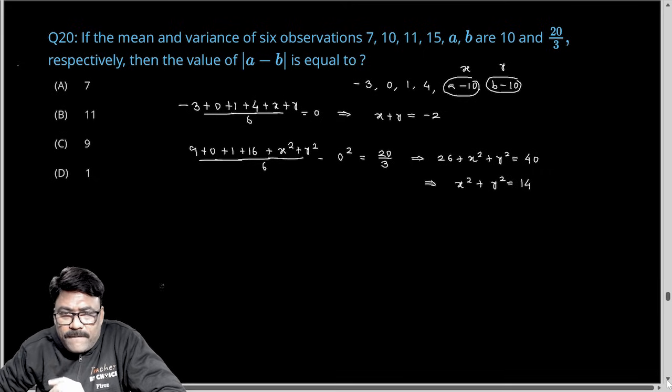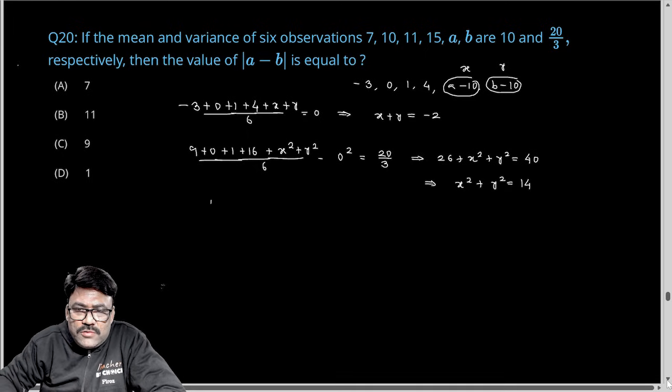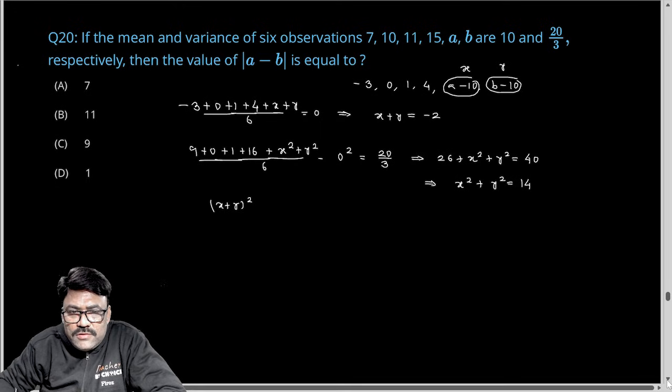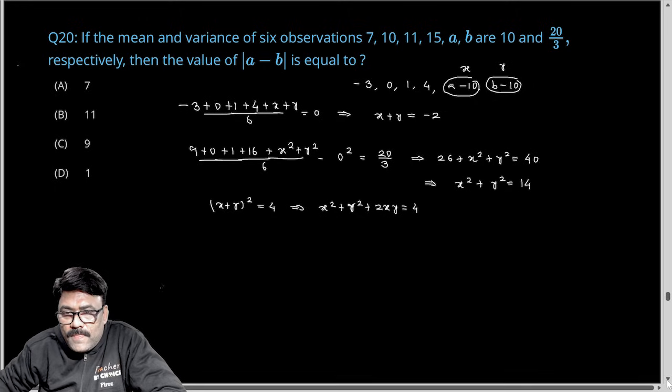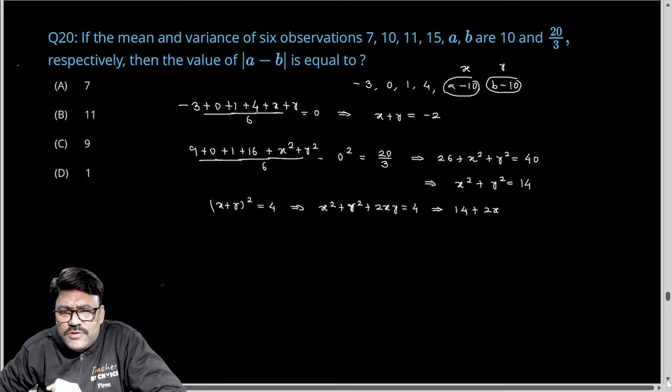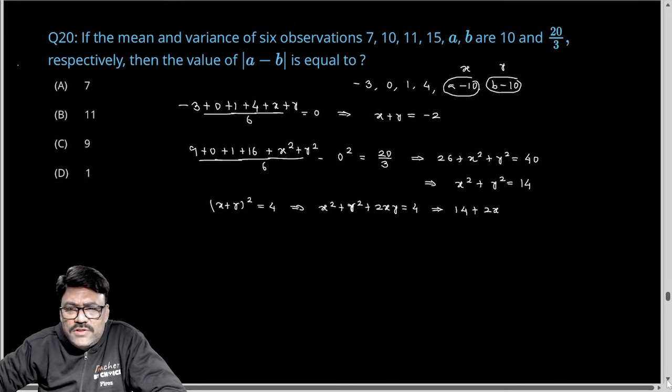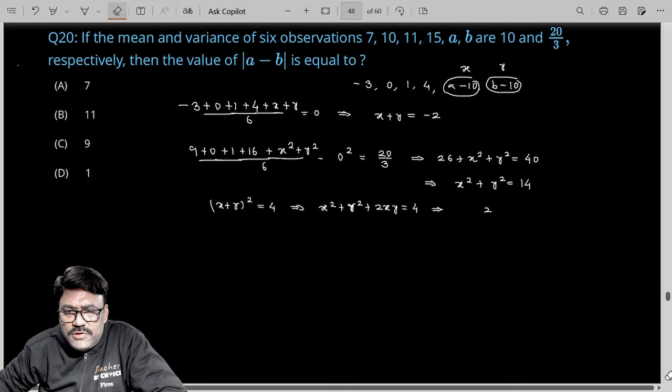So let's find X and Y. See, X plus Y is minus 2. So if I do squaring here, X plus Y whole square will be 4. And X plus Y whole square is X square plus Y square plus 2xy. It is 4. Right? So X square plus Y square is 14, 14 plus 2xy. Or should I substitute the value? Y is equal to minus 2 minus X. So straight away I will get X and Y. That will be easy, I think. Let me put the value here straight away.